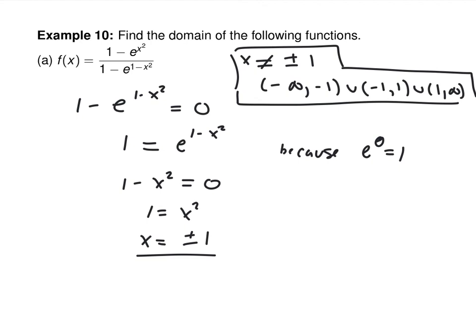And once we know the content of the next section, we'll know another way to solve that would involve one more step using ln on both sides. Ln of 1 is 0. So we'll get there.